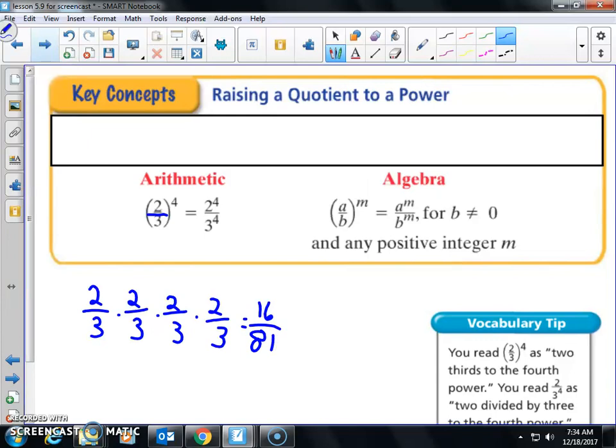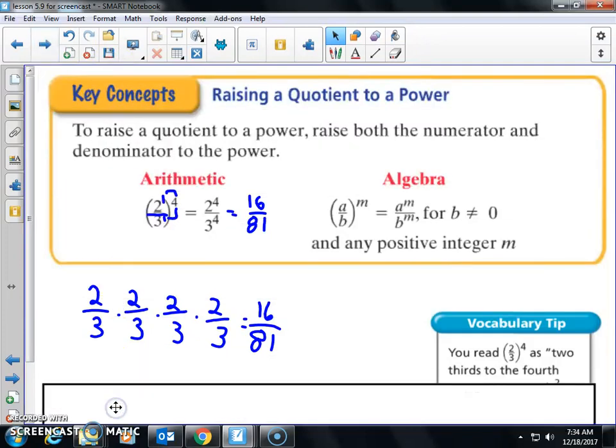Or I could think of it this way. The 2 has an invisible 1, the 3 has an invisible 1. Multiply the exponent on the inside with the exponent on the outside. I get 2 to the 4th over 3 to the 4th. I still get 16/81. So the rule for raising a quotient to a power is just to raise a quotient to a power, you're going to raise both the numerator and the denominator to that power. You're going to do the same thing we did before. It's just that now there's a numerator and a denominator.